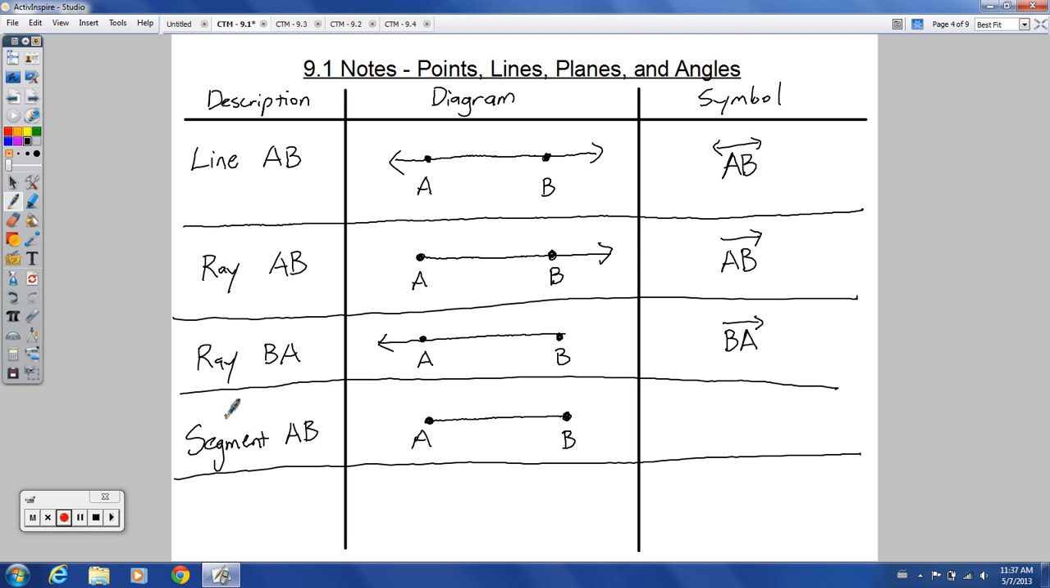Sometimes you might hear this called line segment. So let's write that in there too. Segment AB, line segment AB mean the same thing. And so that symbol, all the symbols match up very nicely, I think.